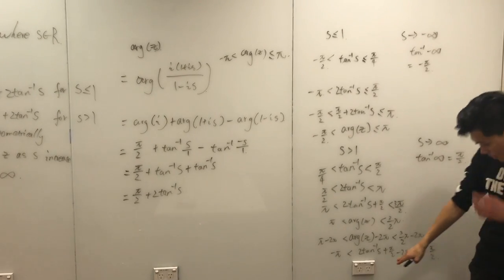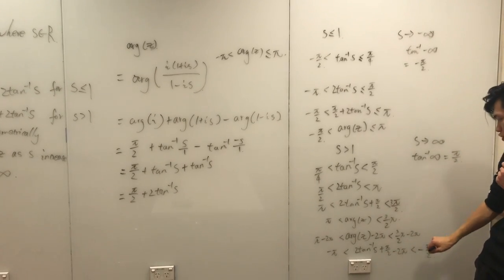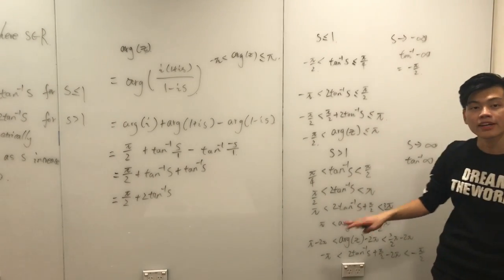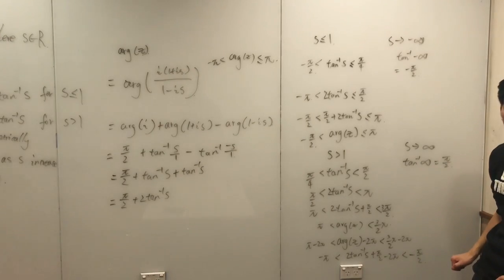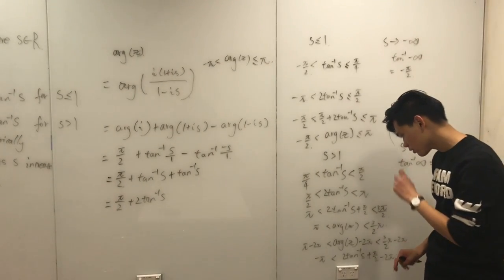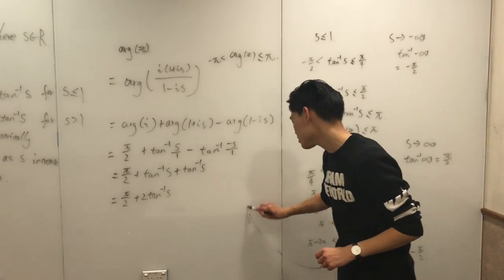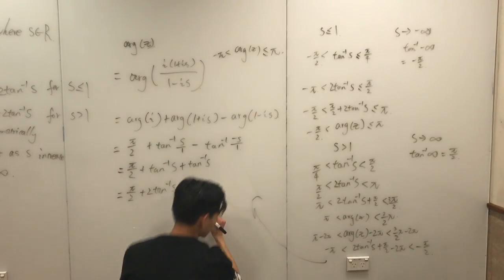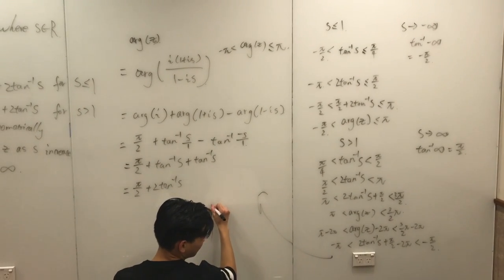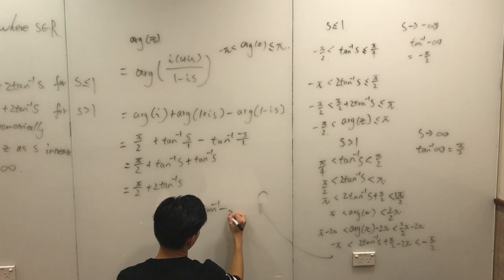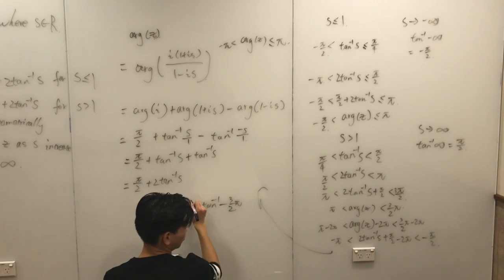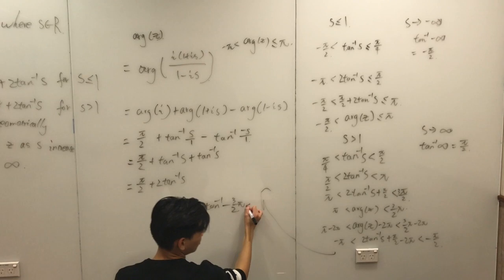So we got 2 inverse tan s plus pi/2 minus 2 pi is bigger than negative pi and smaller than negative pi/2. Now we just need to tidy it up a bit. What we got is 2 inverse tan s minus 3 pi/2 will be bigger than negative pi.